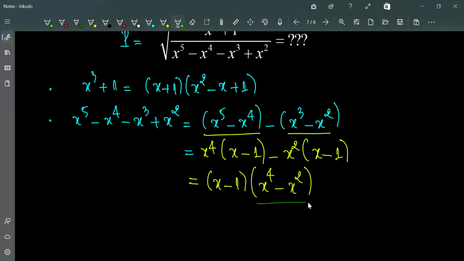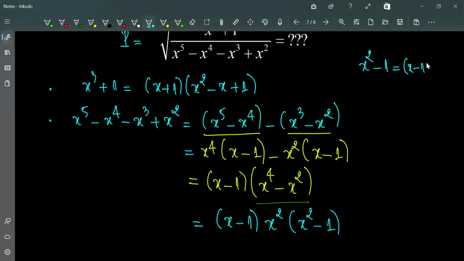So for this expression, we can also factor out x squared. So we can write x minus 1 times x squared times x squared minus 1. Okay, you know that x squared minus 1 is equal to x minus 1 times x plus 1.